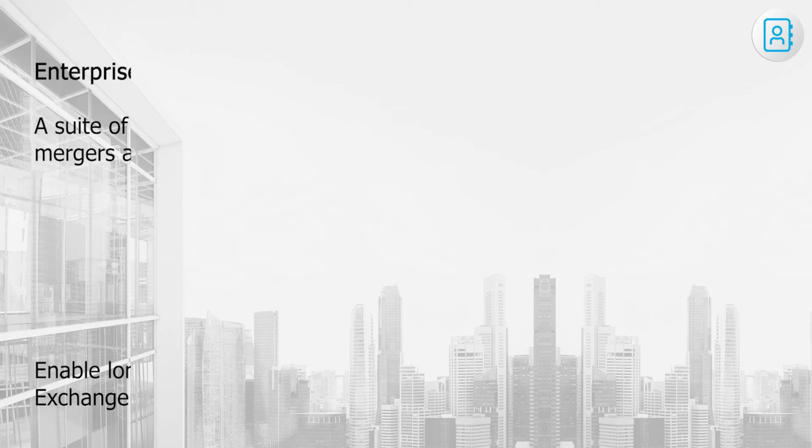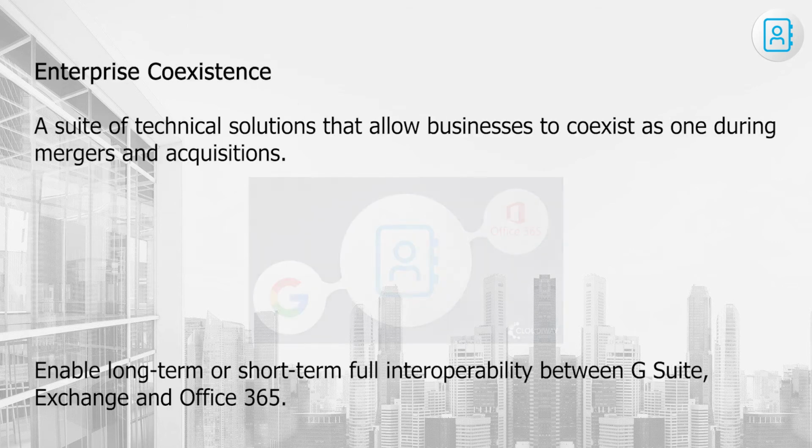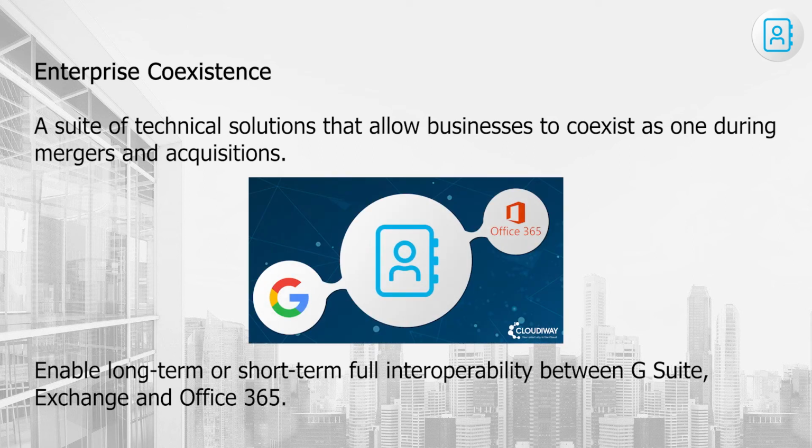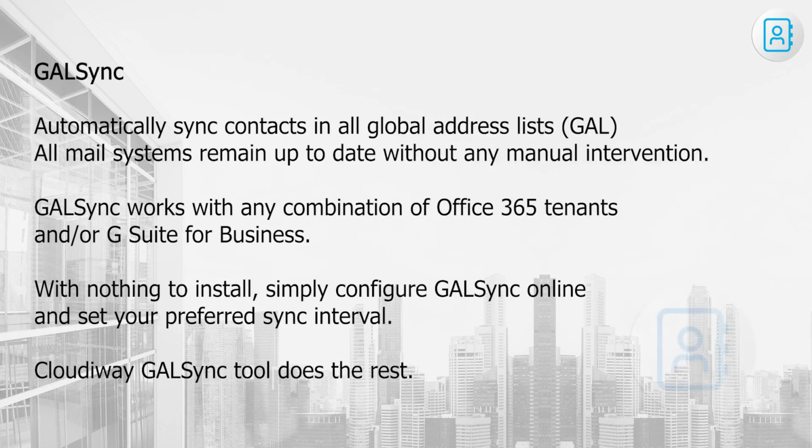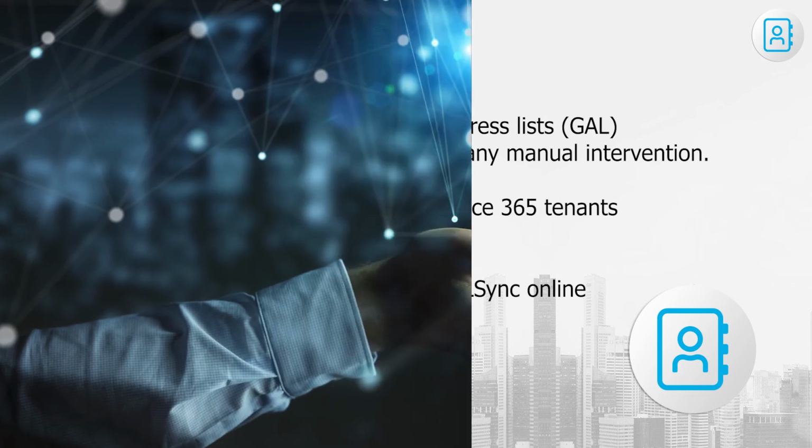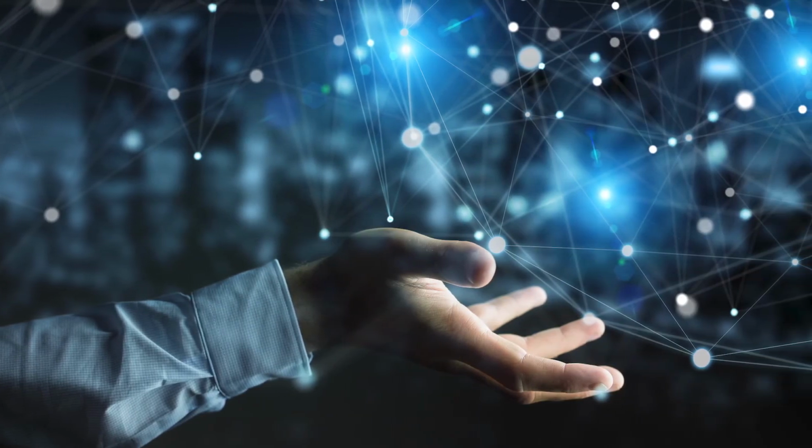In this video, we will cover the process to use GALSync between Office 365 and G Suite tenants. Mergers and acquisitions can lead to a business using more than one mail system, but how do users find internal contacts on different email systems? The answer is GALSync from Cloudiway. Automatically synchronize contacts in all global address lists so that all mail systems remain up to date without any manual intervention. With that being said, let's get started.